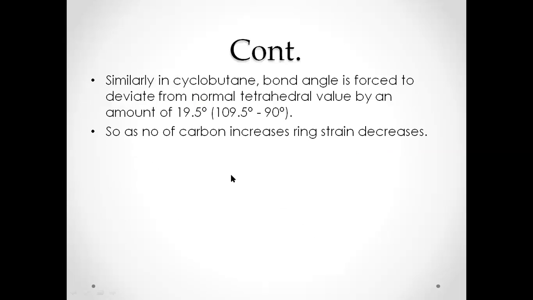And if we talk about cyclobutane, the bond angle in cyclobutane is 90 degrees. So it has angle strain of 19.5 degrees. It is less than cyclopropane because it has one more carbon than cyclopropane.